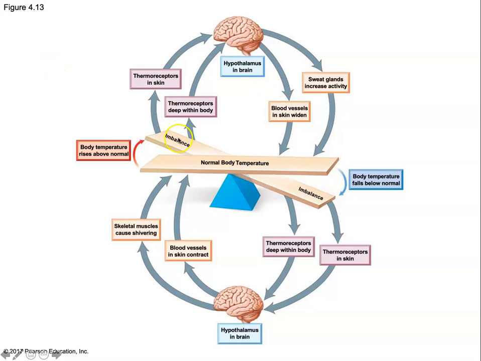Conversely, if the body temperature falls below normal, thermal receptors in the skin will tell the hypothalamus in the brain, the skeletal muscles will start shivering to try and increase muscle activity and increase heat in your muscles. Thermoreceptors deep within the body can also tell the hypothalamus. The hypothalamus will tell your blood vessels in your skin to contract, shrink up, go bury themselves deep within the body to help stay warm.